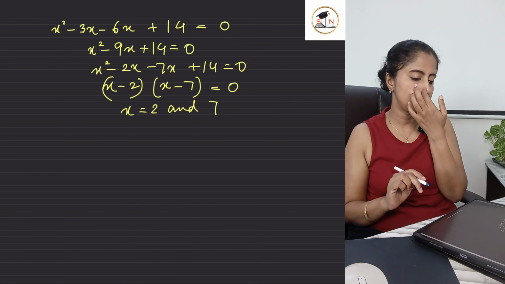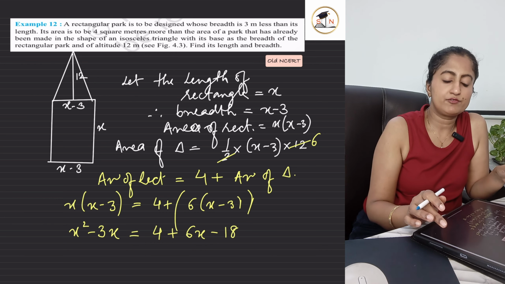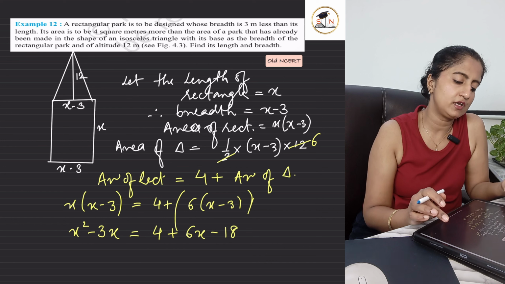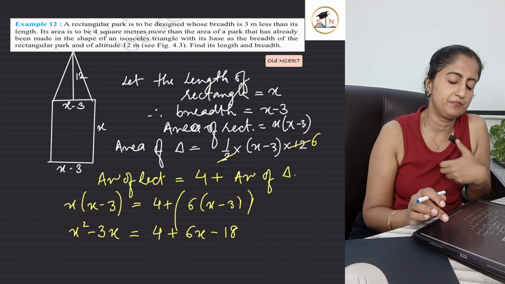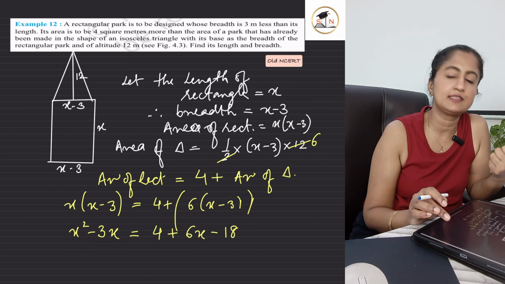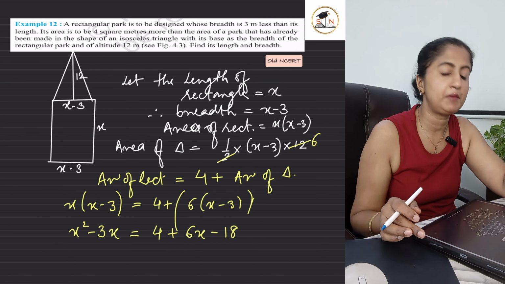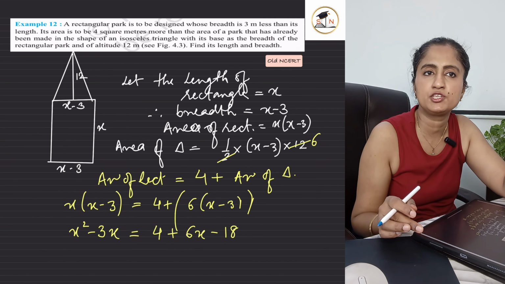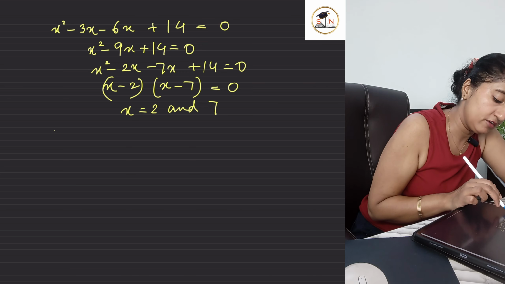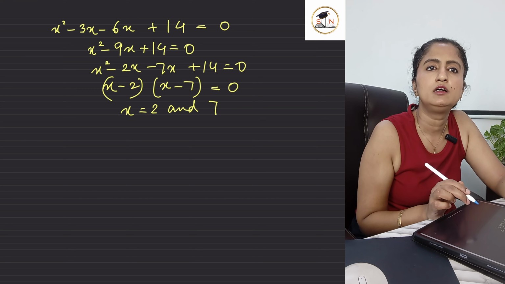Okay, now we have got two values of x over here, right? That means we have to understand whether our length can actually be 2 meters, or it has to be 7 only. See, the breadth is supposed to be 3 meters less than the length. So if I take my length as 2, my breadth can't be negative. A dimension can't be negative, right? So what do we need to do over here? We have to reject the value of x as 2, and for that we need to write a reason.